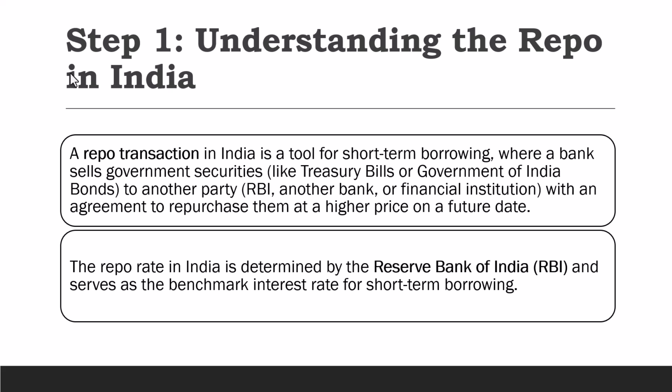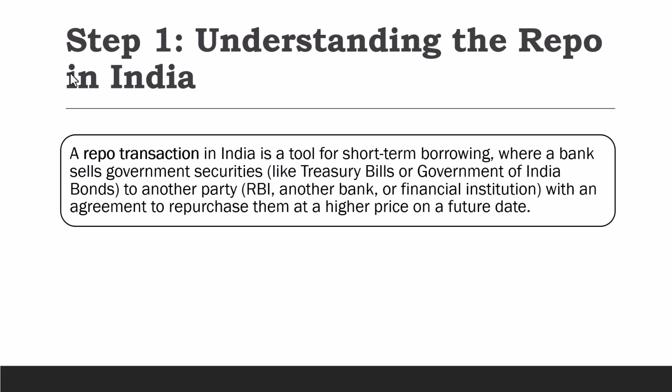A repo transaction in India is a tool for short-term borrowing where a bank sells securities, such as government bonds, to another party, RBI or a bank or financial institution, with an agreement to repurchase them at a higher price on a future date. So what happens is, if the bank needs money to comply with the RBI requirement, it is short of some money, say 100 crores, 200 crores. The bank will approach either RBI or any other bank and ask for some money.